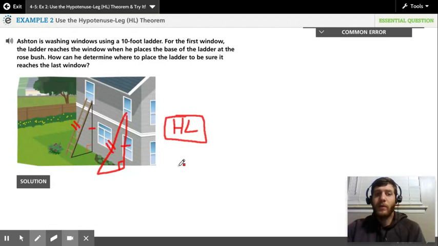So by the corresponding parts of congruent triangles, we know that the third side of these triangles will also be congruent. So the ladder needs to be placed, the base of the ladder needs to be placed the same distance as the rose bushes. All right, let's look at your try it.